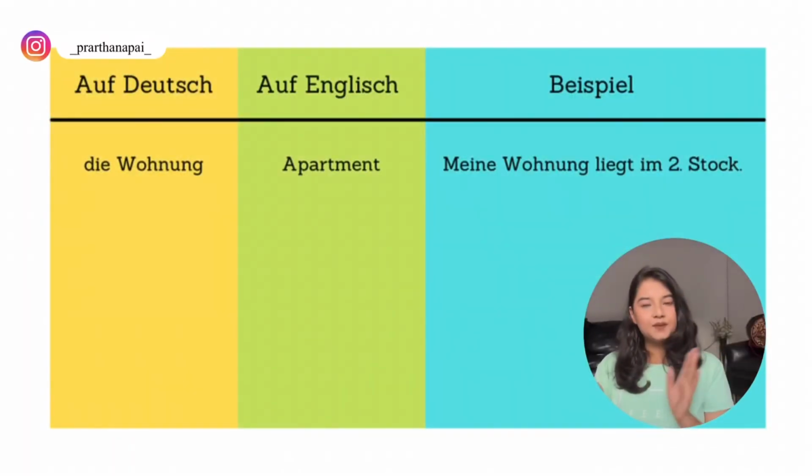Let's take an example. Now, my word is die Wohnung. Wohnung bedeutet Apartment. So I can write an example like, meine Wohnung liegt im zweiten Stock. My apartment lies on the 2nd floor. So this way, I have used my word Wohnung in my sentence, and now it's very easy for me to remember that particular word. Try it, let me know.